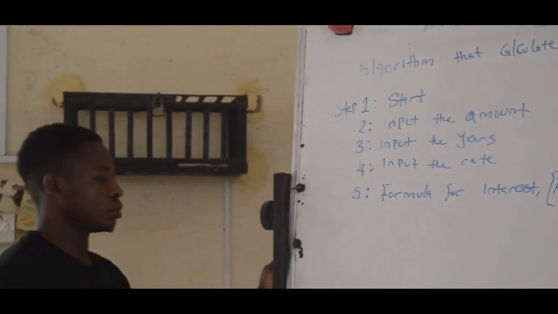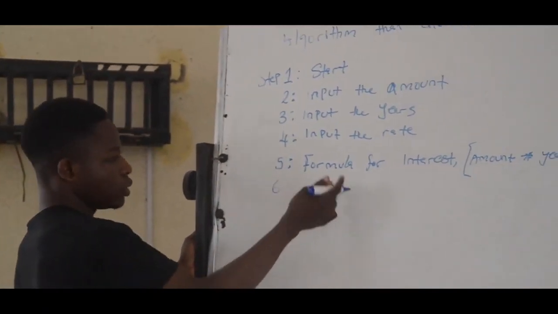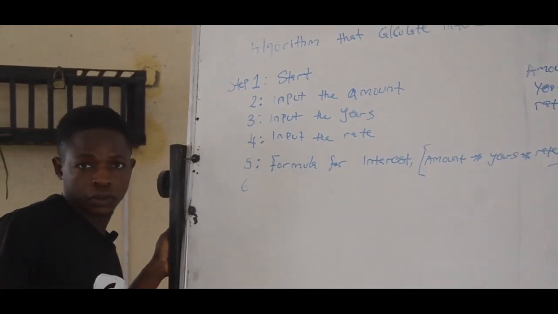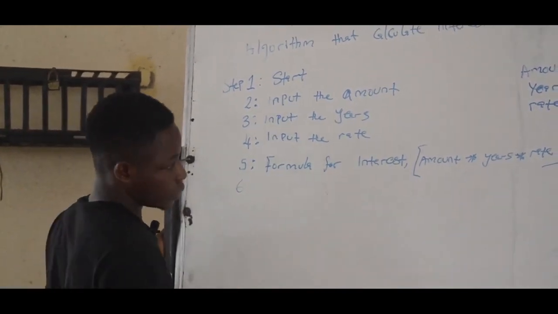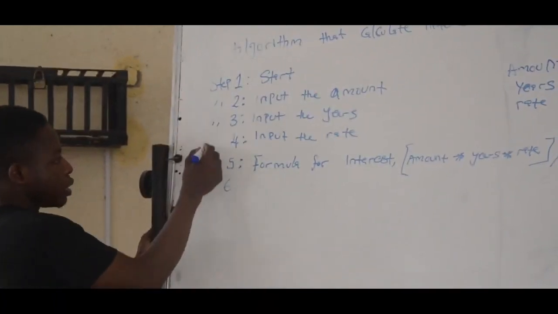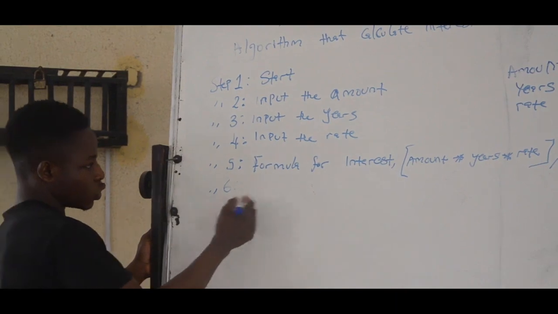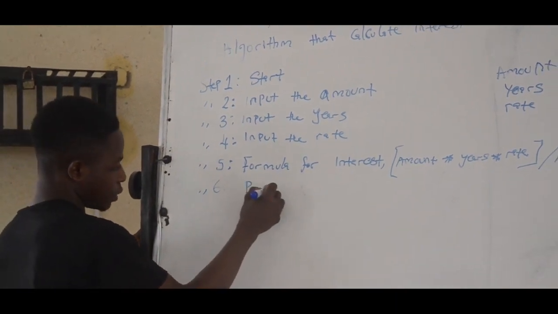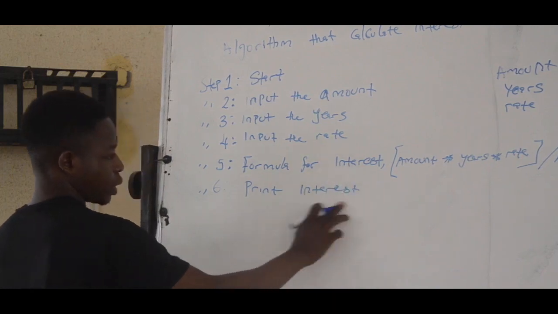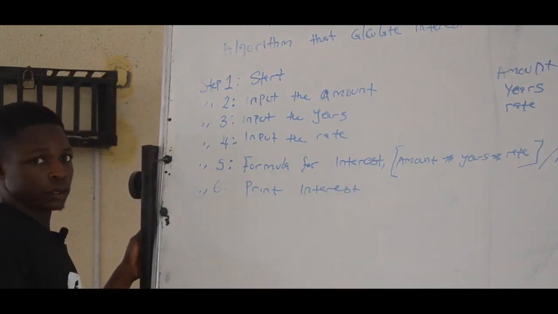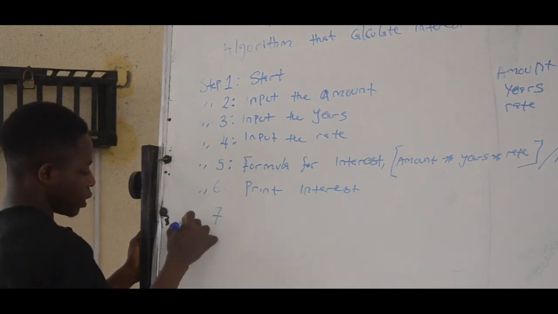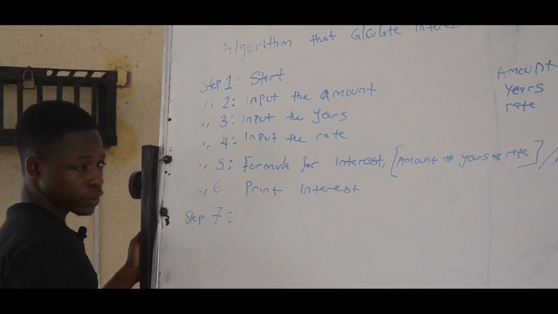So now, what will happen next? You've already done the process, you've done the calculation. What next? Just for you to see your output. You solving it doesn't mean that you still don't need to see the answer. So you have to write your steps. It's very important, don't forget. So step 6 now, print interest. With this, you will be able to know the amount that the bank is supposed to give back to your mom. So the next thing is step 7, which is to stop.